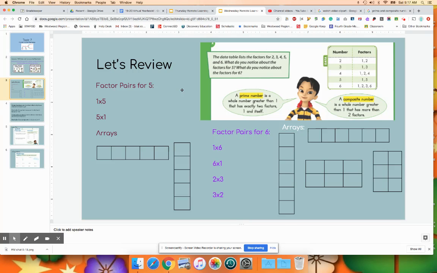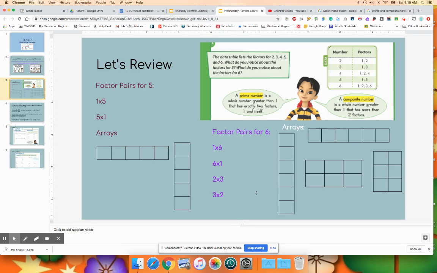So if I were going to make the arrays for the factors of 5, which are 1 times 5 and then 5 times 1, the arrays would be 1 times 5 and 5 times 1. So look at the arrays that are made for 5. There are only 2 arrays, right? And each array either only has 1 row or 1 column. Okay, so this is a prime number. So another way to think of prime numbers is that when you make the arrays, you're only going to end up making 2 arrays. And those 2 arrays are only going to have either 1 row or 1 column.